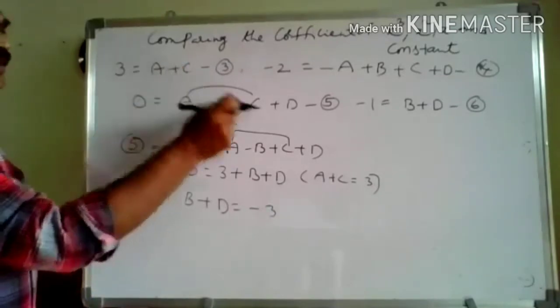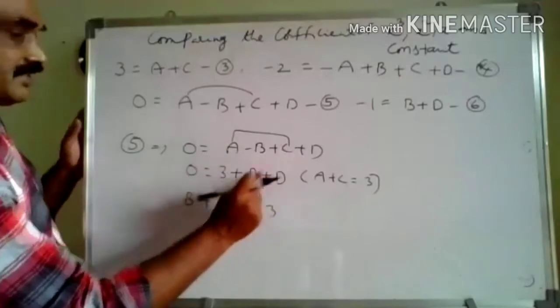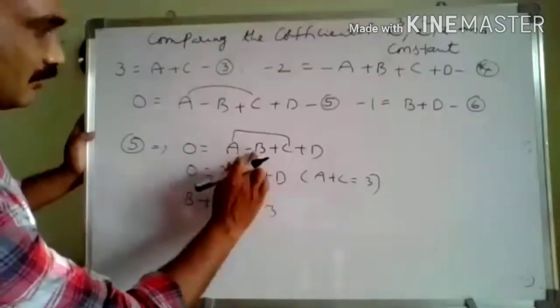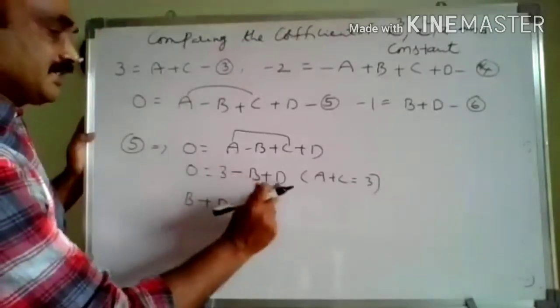So I am substituting the a + c value here. a + c is equal to 3, minus b plus d. Sorry, minus b plus d. So 3 minus b plus d.